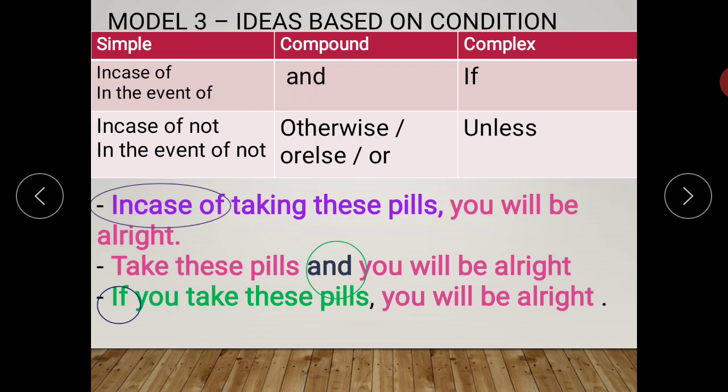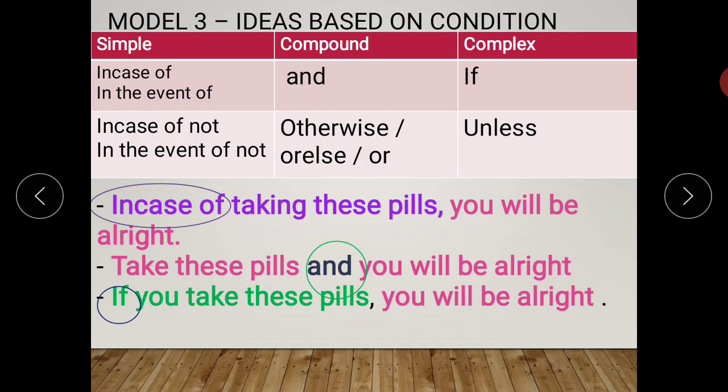So how to change the simple sentence into a compound sentence? Already we saw the conjunction is and. So you can write, you must take these pills, or simply make it imperative by saying take these pills. And what is the conjunction? And. I'm using and here. You will be all right. So we have changed this phrase into a main clause. Take these pills and you will be all right.